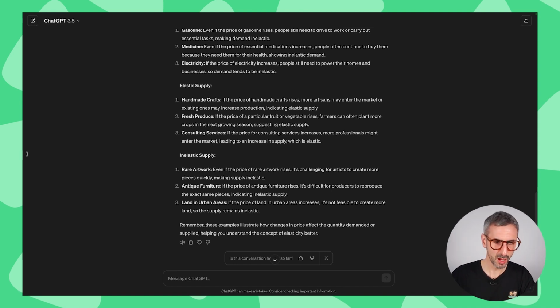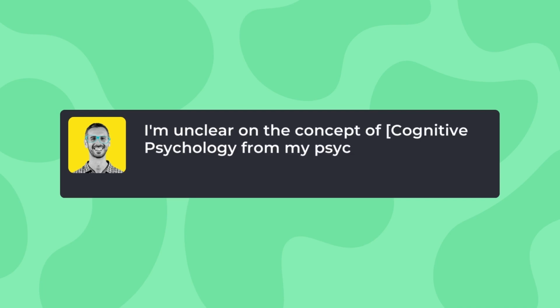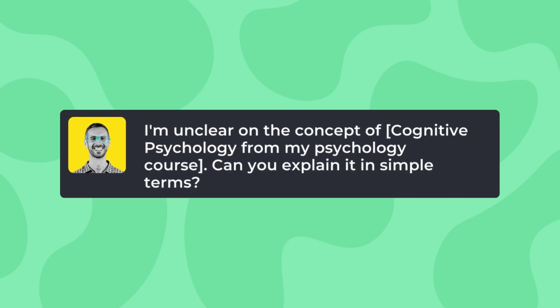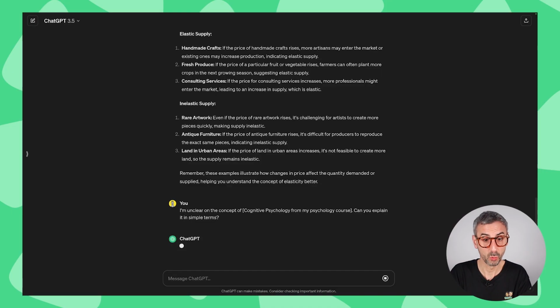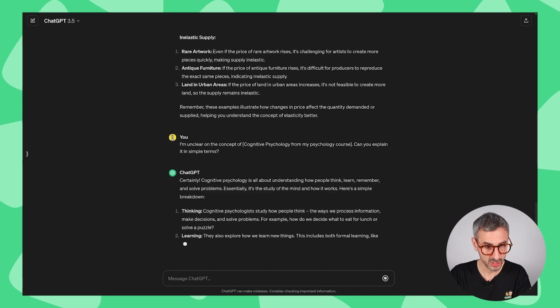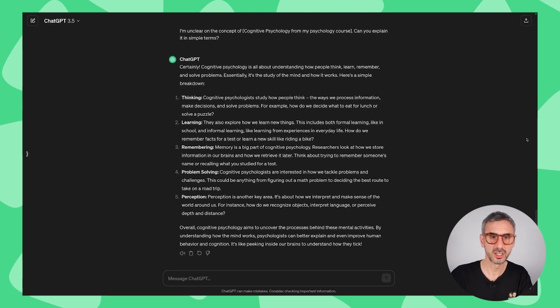All right, so the prompt I'm going to be using is this one right here. I am unclear on the concept of cognitive psychology from my psychology course. Can you explain it to me in simple terms? Okay, so what is cognitive psychology? So here's the answer. Certainly, cognitive psychology is all about understanding how people think, learn, remember, and solve problems. Essentially, it's the study of the mind and how it works. Here's a simple breakdown.